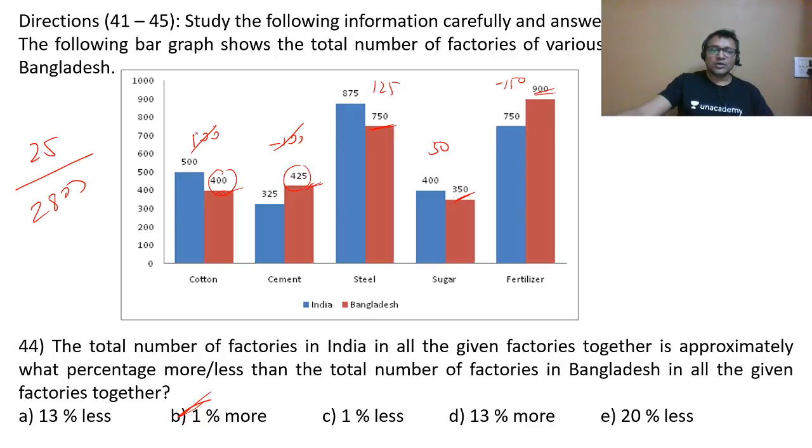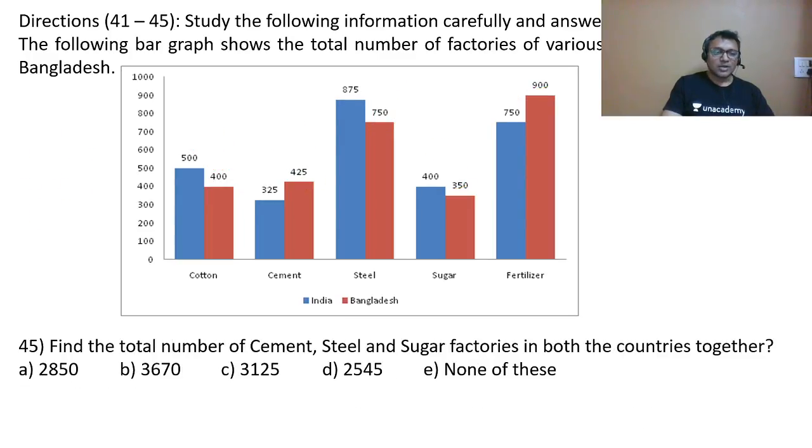Right, so here you make a difference. Once you find a difference, here India is 100 more, here is 100 less, here is 125 more, 50 more, 150 less. So net is 25 more. The denominator you can calculate approximately 4, 4, 7, 3 and 9, 27, 2800. You can make a ratio, you can make out that the answer will be 1% more. So India will be 1% more as compared to Bangladesh.